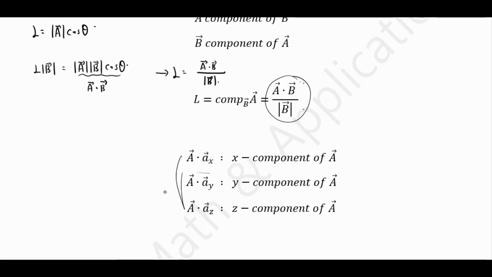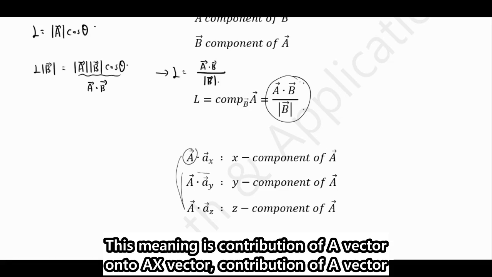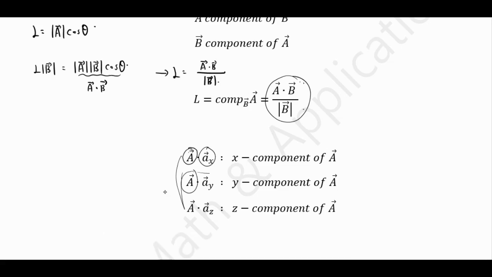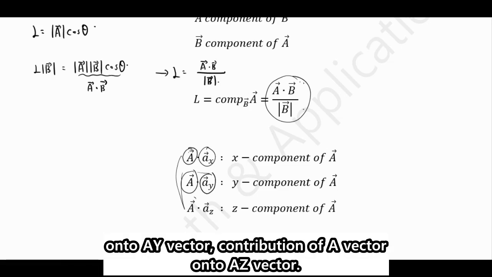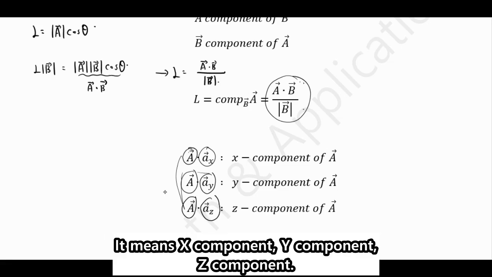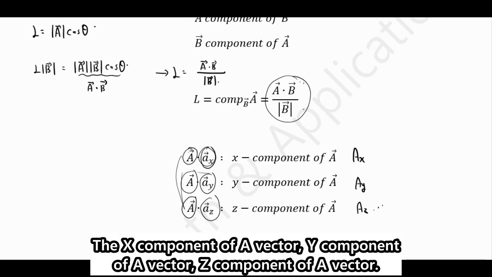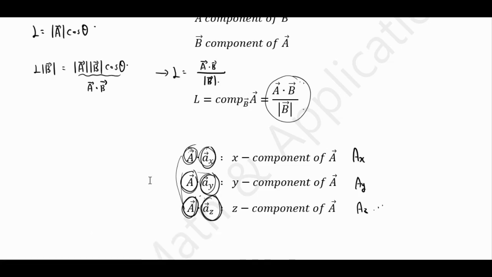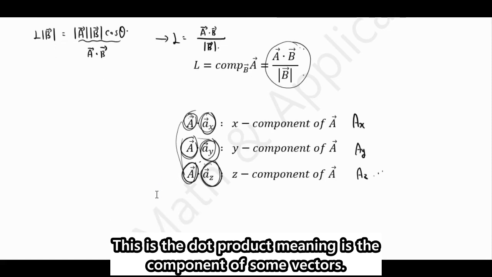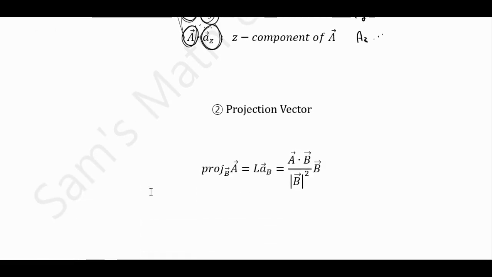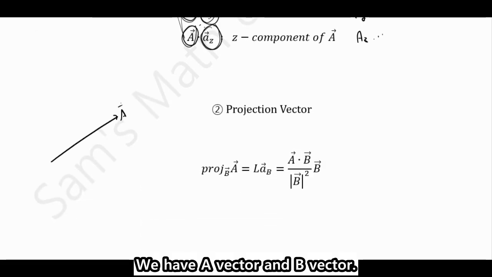We have to understand this meaning. This means the contribution of A vector onto AX vector, the contribution of A vector onto AY vector, and the contribution of A vector onto AZ vector. It means X components, Y components, Z components: the X component of A vector, Y component of A vector, Z component of A vector. The meaning of the dot product is the component of vectors. How about the projection vector? We have A vector and B vector.